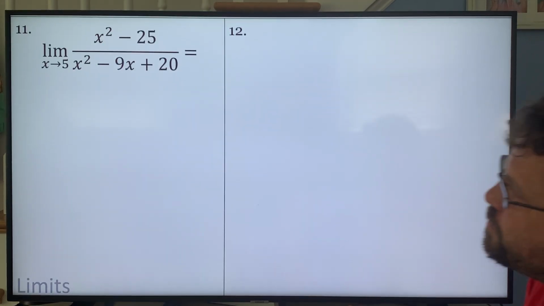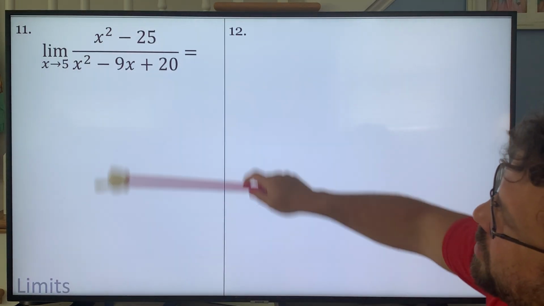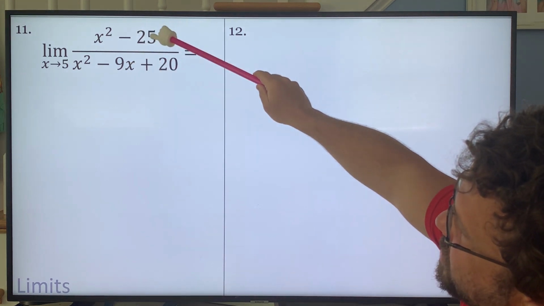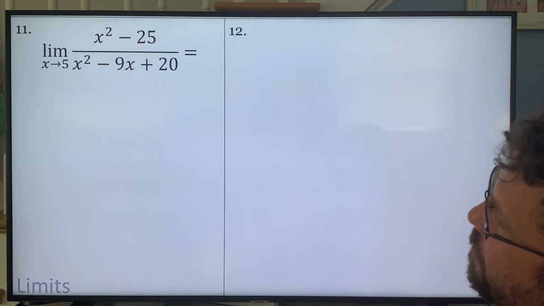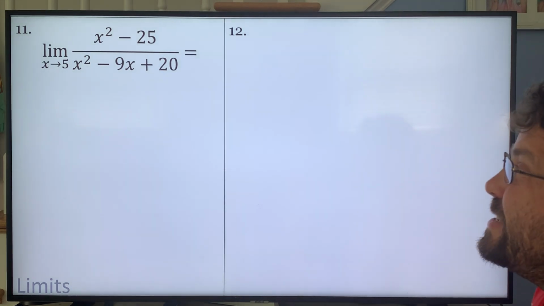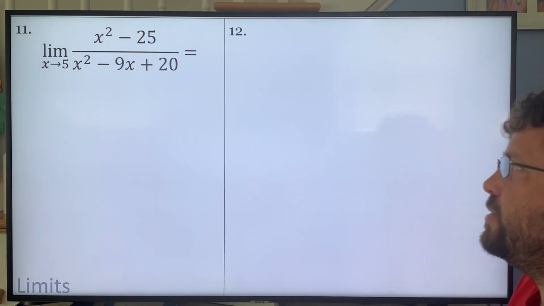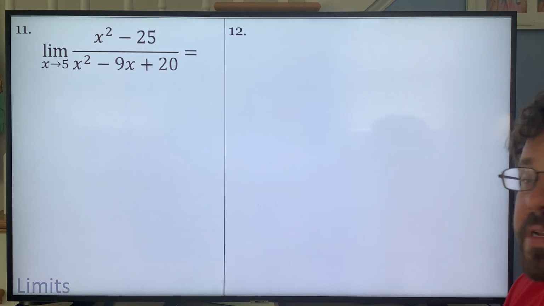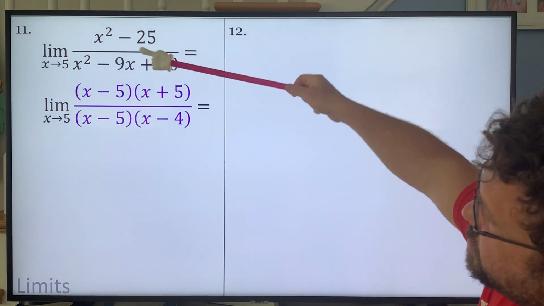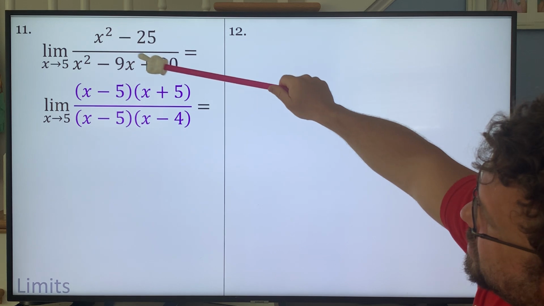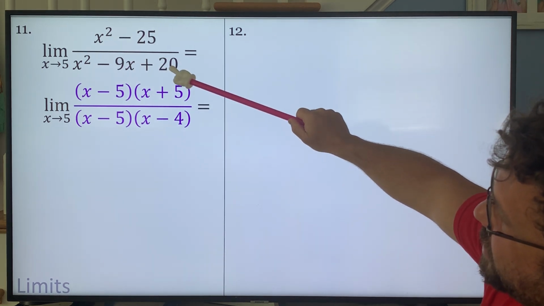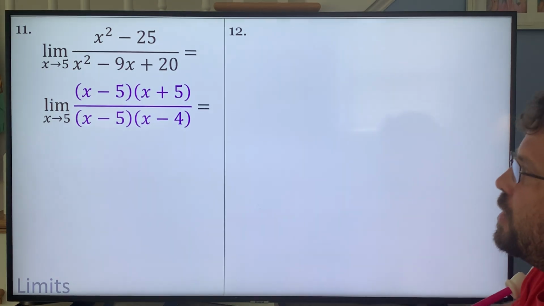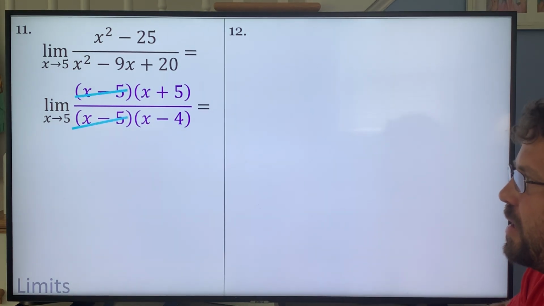All right, 11. Guess what? Plug 5 in here. 25 minus 25 is 0. This becomes 25 minus 45 plus 20, which is 0 over 0. So you're going to have to do something here. Factor the top, factor the bottom. x plus 5, x minus 5. Factors of 20 that add up to negative 9 are negative 5 times negative 4. What cancels out here? The x minus 5's.